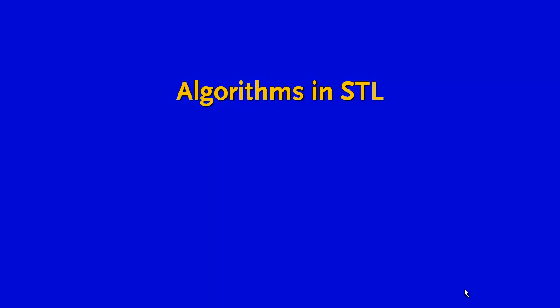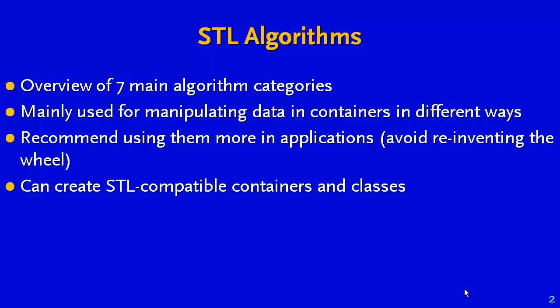The algorithms do something to containers, and we have an overview of the 7 main algorithm categories. So different categories based on what they actually do with containers. In general, most of the algorithms manipulate data in containers. So think of a vector with values. So the algorithms do something with the values. And what you probably see a lot in C++ is people writing their own algorithms and so on. They should be used a lot more, because many of the algorithms are very useful.